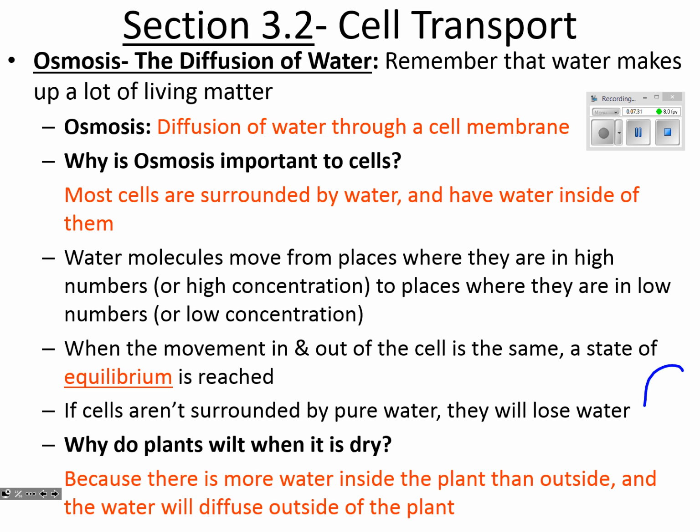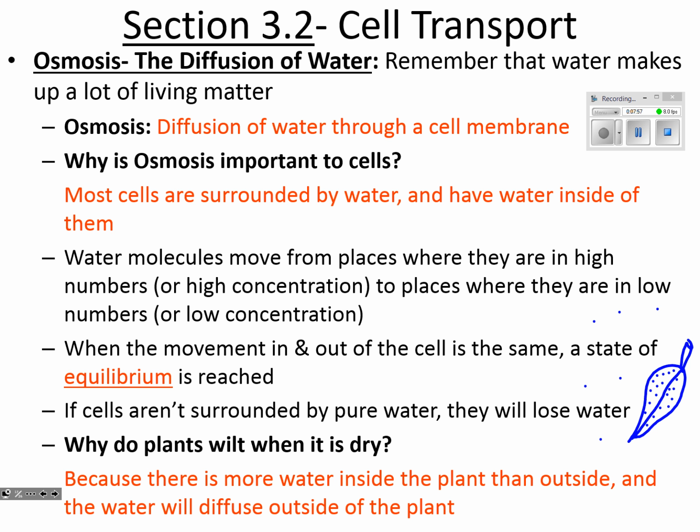So let's just say that we have a plant leaf. Okay. And there's a lot of water inside of the plant cells. All plant cells need to have water for photosynthesis. Outside of the plant, in the air, there's water, but there's not as much water. Okay, there's definitely more water in the plant than outside of it.